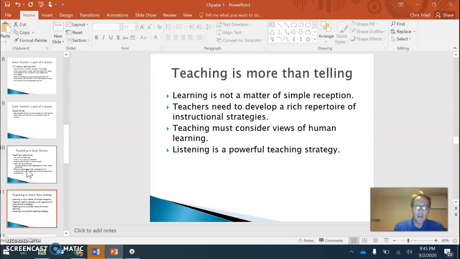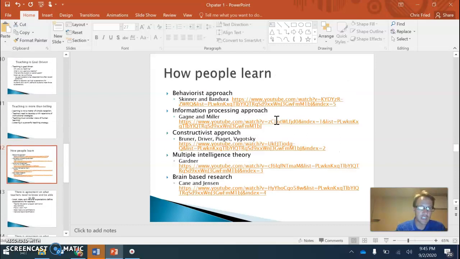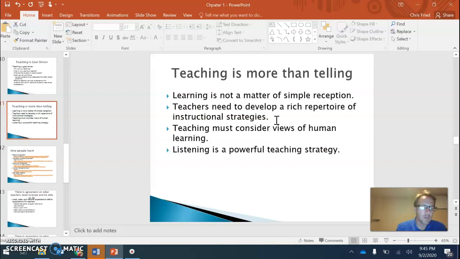Teaching is more than telling. This section talks about that: reception, and having a repertoire of instructional strategies. Listening is a powerful strategy that we can use. Not always talking, telling stories, handing out information, but just listening to students is an important component of teaching as well.